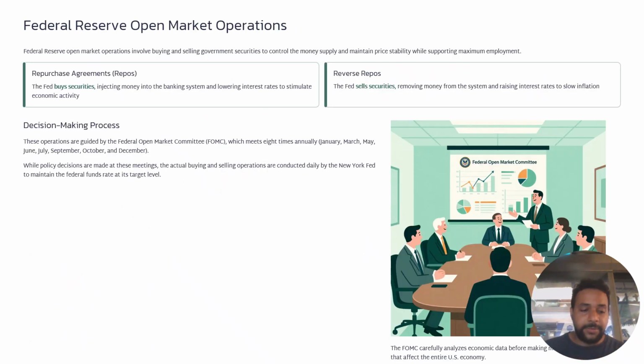For the Federal Reserve, open market operations involve buying and selling government securities to control the money supply and maintain price stability while supporting maximum employment. We have two types. One is repo: repos mean buying and injecting money. The other, vice versa, is the reverse repo, which is selling and removing money from the system, and this raises interest rates. It's decided by the FOMC, which meets 8 times annually.